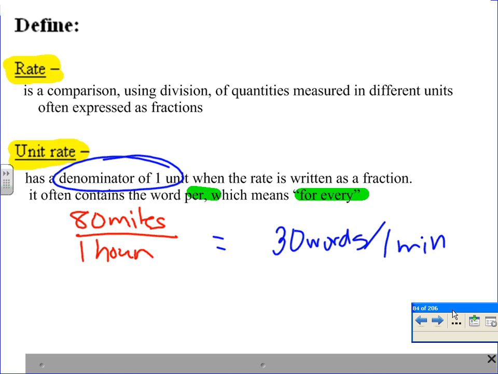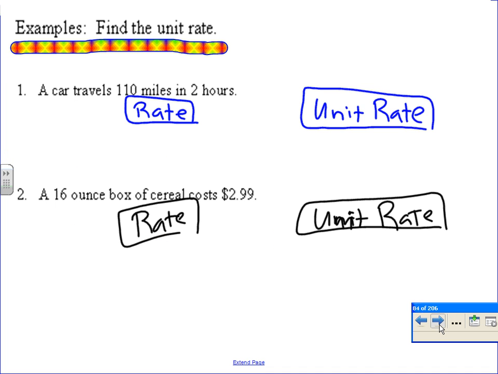Okay, so we're going to do some examples. There's only 4 on here, and then I think I'm going to do one of the word problems. Okay, so number 1, a car travels 110 miles in 2 hours. The first thing I need you to do, write down rate and write down unit rate. We're going to have an answer for both of them. Jeremy, you with me? I know there's not much room, so however you need to organize it, you can write it sideways if that's easier for you.